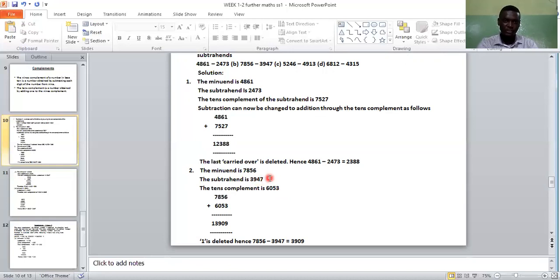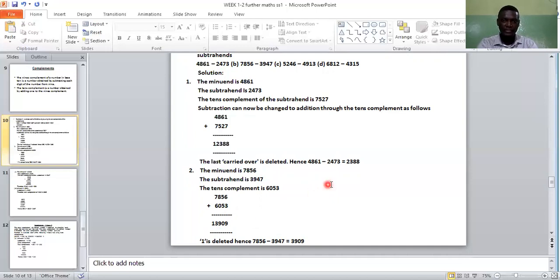So in your own imagination, 9 minus 7, put 2 one side, 9 minus 4, 5, 9 minus 9 is 0, 9 minus 3 is 6. So add 1 to your answer, 6052 plus 1, you get 6053. Go over here, add your 10's complement to your minor end. And when you add, you have 13909. Remove the first digit and your answer is 3909.